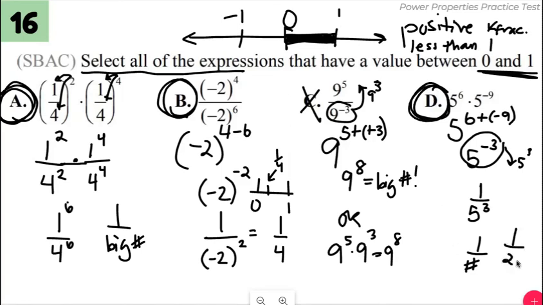If you want to get technical, it's 225, I believe. Or 125, I guess. Either way, it's definitely not negative, and it's definitely not bigger than 1. This is a tough one. It's worth more points, so definitely take your time.